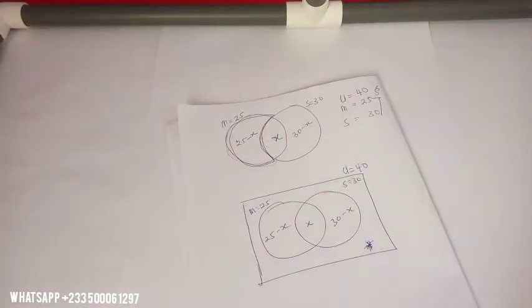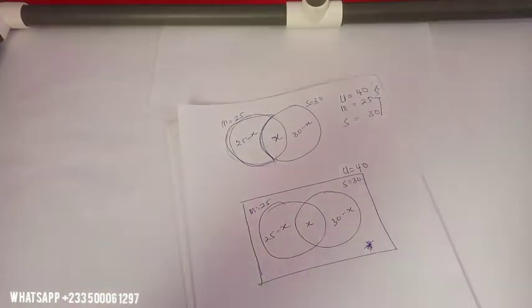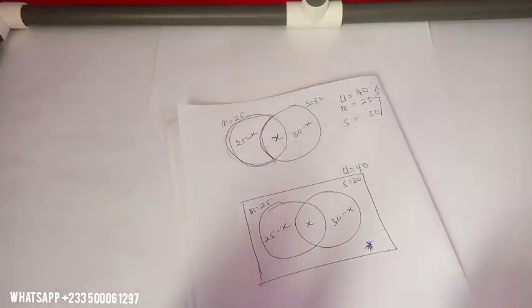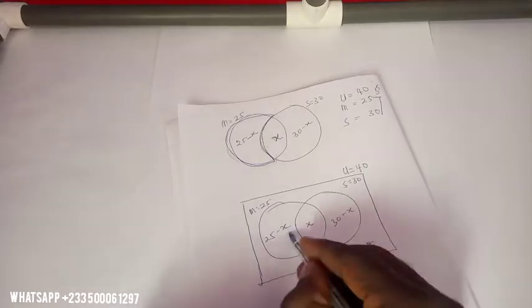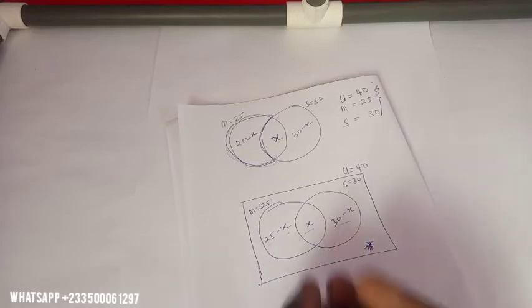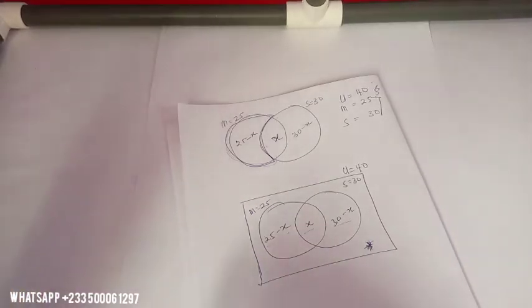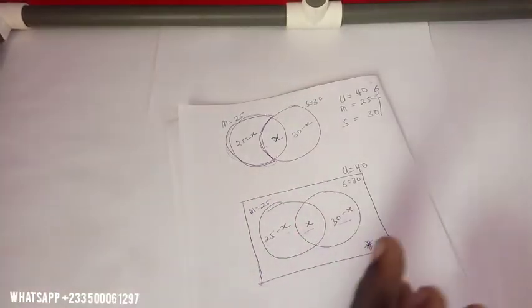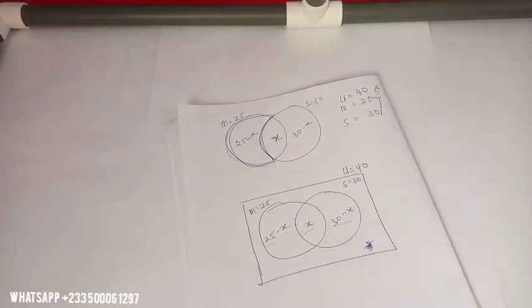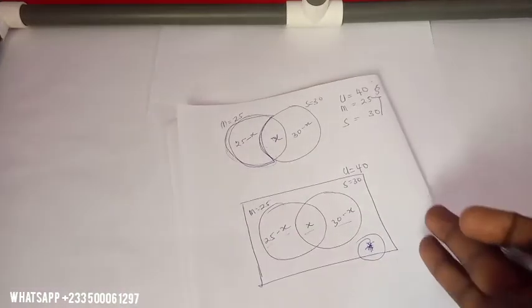So that is the idea of the Venn diagram. With this one, when we add this to this and equate it to 40, we will get the value of those who passed both of the subjects, so that we will get the people who passed only maths and also those who passed only science. So that is the idea. Those who do not take part in the exams will be here.